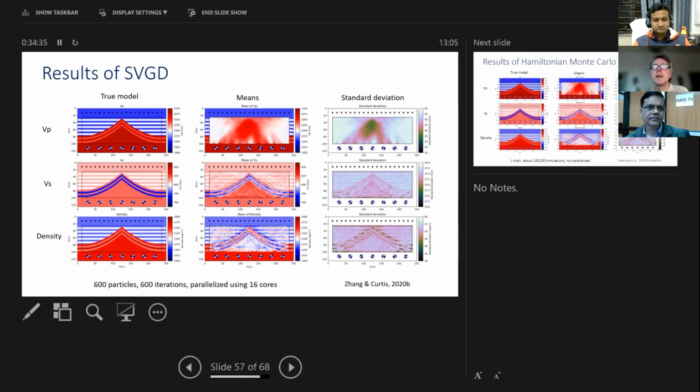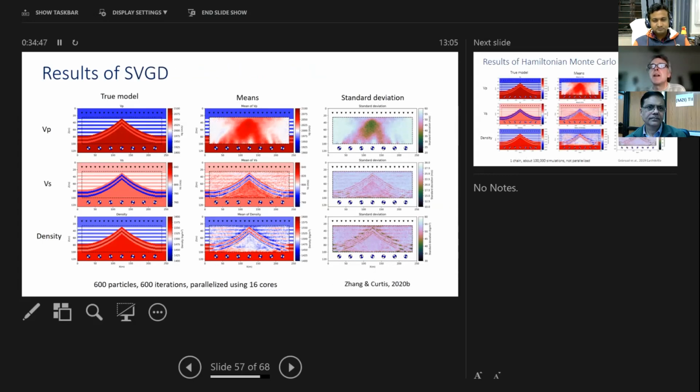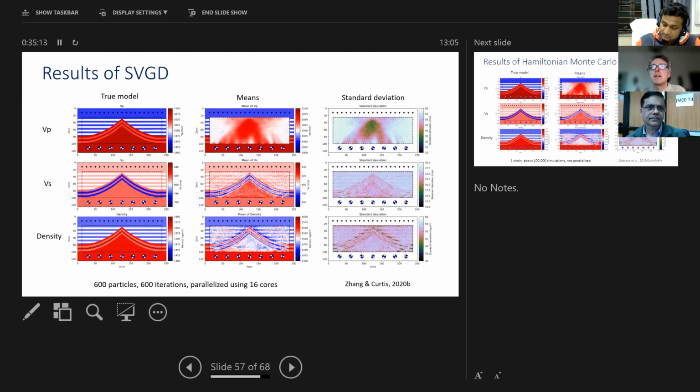The computational cost of these two methods was also similar, except that SVGD is completely parallelizable. We can distribute it across as many processes as we like, whereas Hamiltonian Monte Carlo is absolutely not parallelizable at the top level anyway, because each sample depends on the previous sample. And there's a particular mathematical property called detailed balance, which is broken if you distribute it. So there is an advantage to using SVGD if you have access to parallel machines.